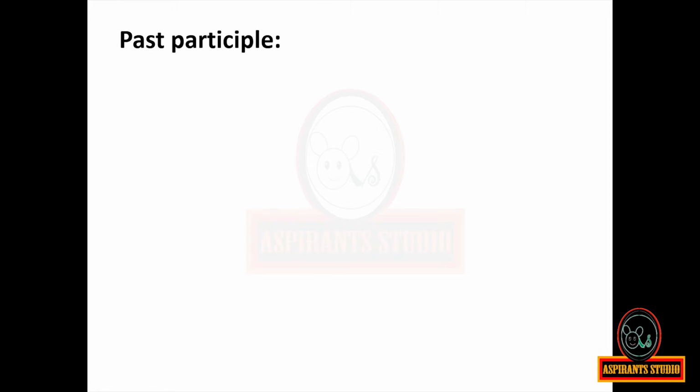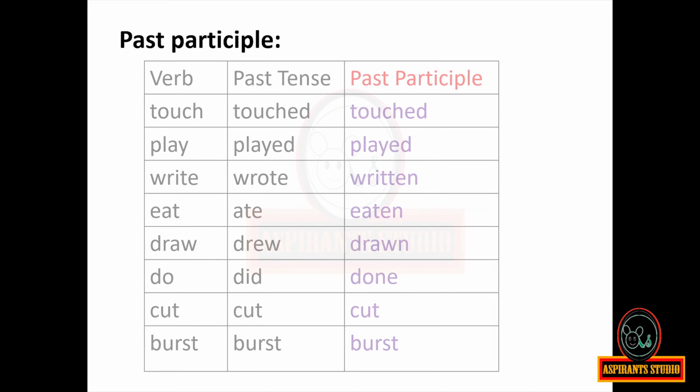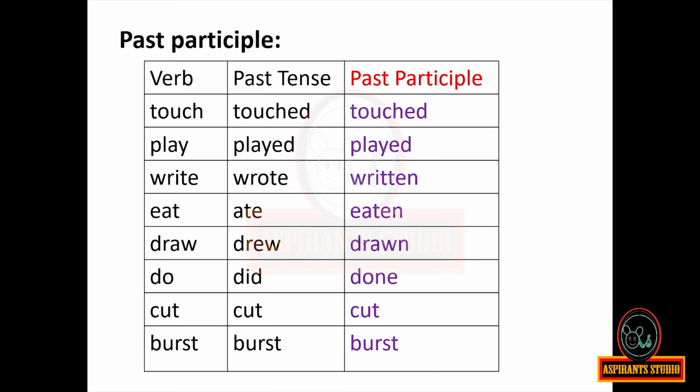Past participle. Past participle is the form of a verb typically ending in ed in English, which is used in forming perfect and passive tenses and sometimes as an adjective. The past participles here are touched, played, written, eaten, drawn, done, cut, and burst.